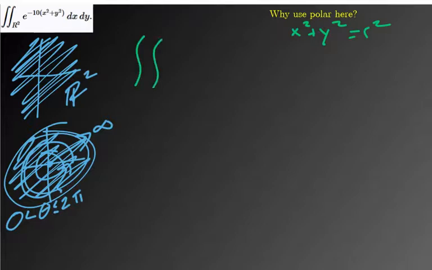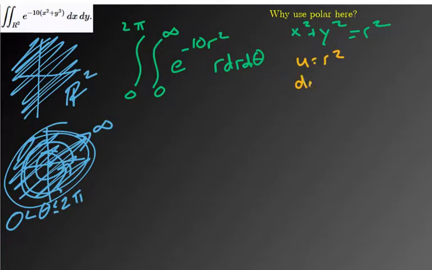So I'm going to switch this to polar. The radius is running from 0 to infinity, and the angle is 0 to 2 pi. Then we have e to the negative 10 r squared, and instead of dx dy, we have r dr d theta. This is a nice u-sub problem. If you do u equals r squared, du is 2r dr. And you have an r dr, so just divide by 2.